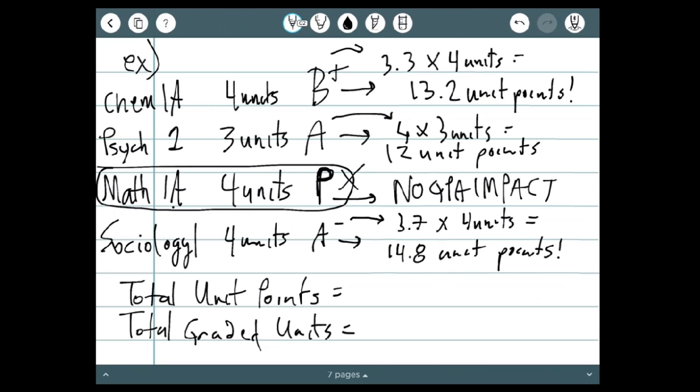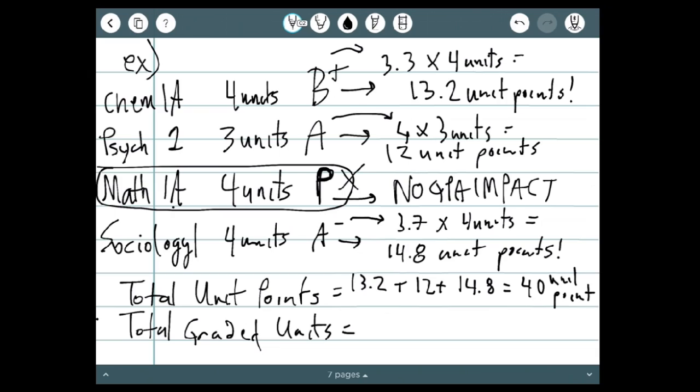So now, if we add up the total number of unit points, it's going to be 13.2 plus 12 plus 14.8. And if we actually do that, you can do it on your own calculator as well. I want to make sure I get this right. It's going to be equal to 40. Wow, that worked out really nicely. That's 40 total unit points.